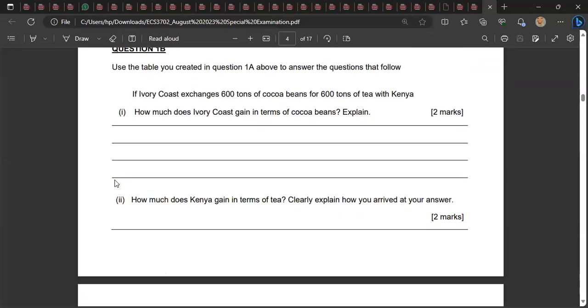All right, so we are back onto these ones now. Use the table you created in 1A above to answer the following questions. How much does Ivory Coast gain in terms of cocoa beans?